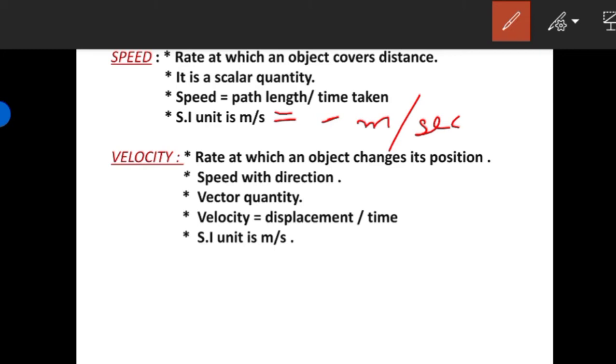So, what is the formula to calculate velocity? So, here, we take displacement. So, that means displacement means the distance between the initial and the final position.